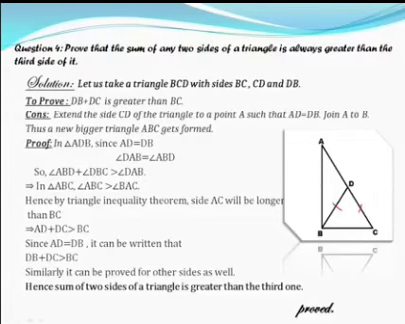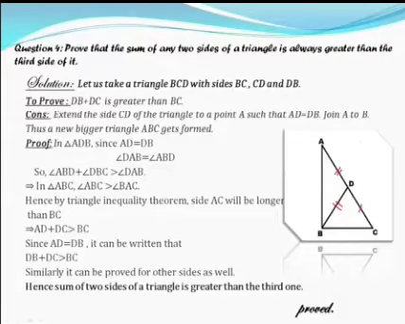The construction required to prove it is that we shall extend the side CD of this triangle to a point A such that AD is equal to DB. This means that this side should be equal to this side. And further, we will join the point A to vertex B of triangle BCD.